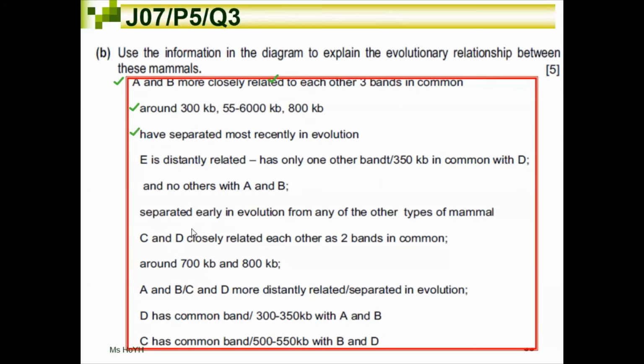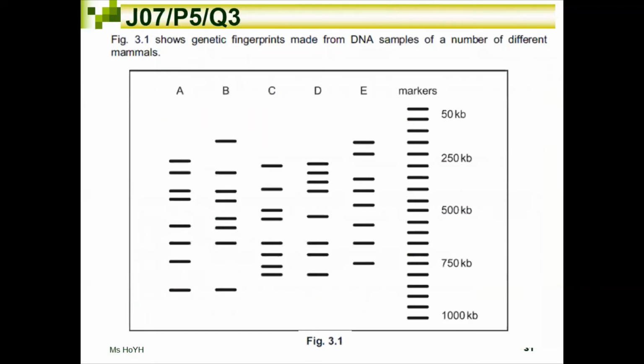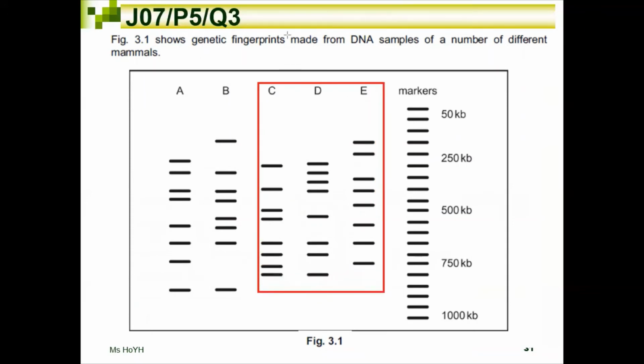Now, what about E, C, D, and the rest? Let's examine ECD. Are there any common banding between each other other than the one that we have identified, this one? So this one is common between all of them. Other than that, I think no more lines that are common, correct? So that means between C, D, and E, they only got 1 common band.